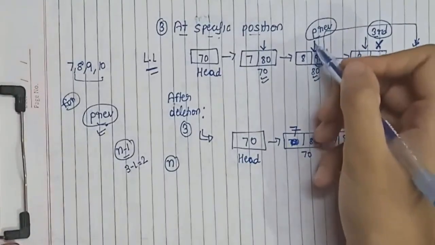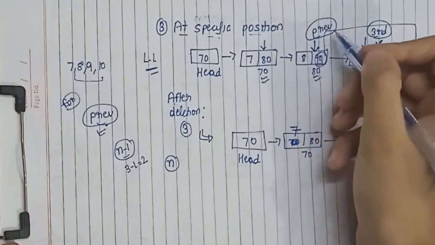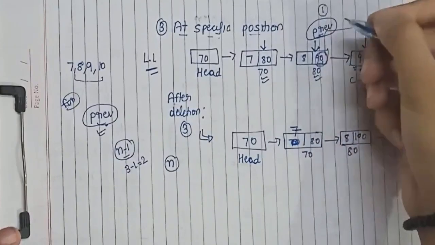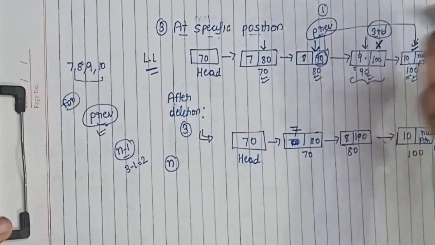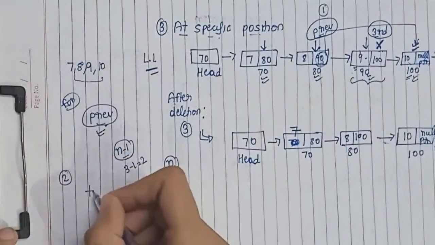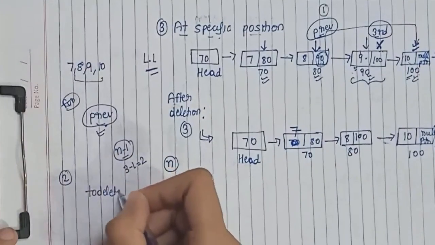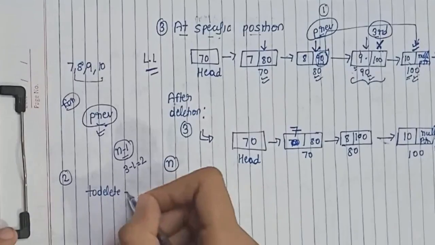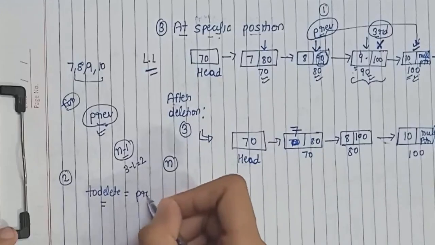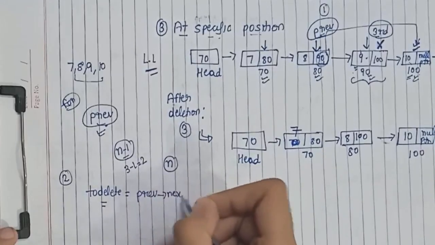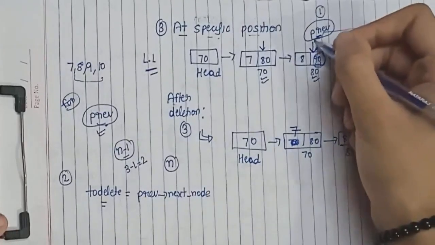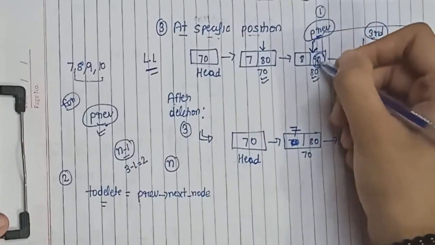As I have told you, the first step is to bring the previous pointer here. So note that this is the first step, to bring the previous pointer to the n minus 1th position. The second step is to make a pointer named to delete, and this will be pointing to the node which we need to delete. That is the next node of previous, because we have set our previous pointer before the node which we want to delete.